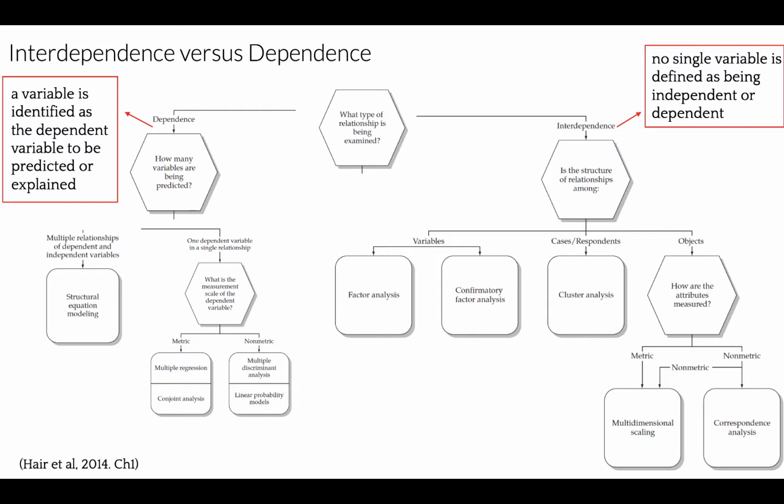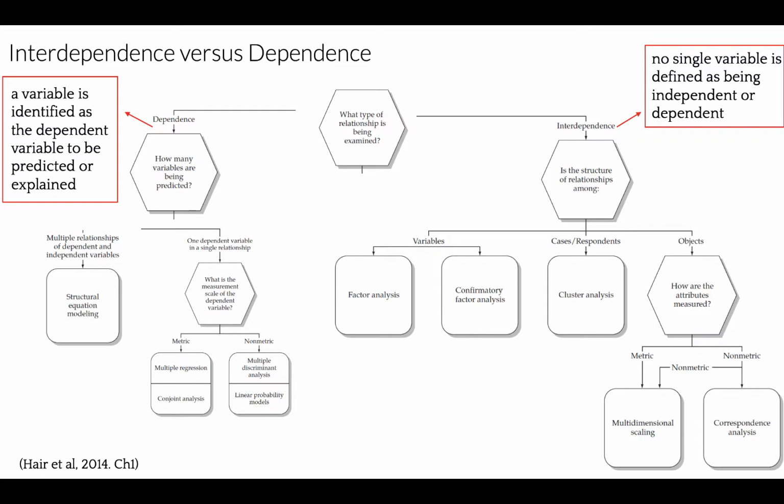An example of a dependence technique is multiple regression analysis. In contrast, an interdependence technique is one in which no single variable is defined as being dependent. Rather, the procedure involves the simultaneous analysis of all variables in the set. Factor analysis and PCA are examples of an interdependence technique.